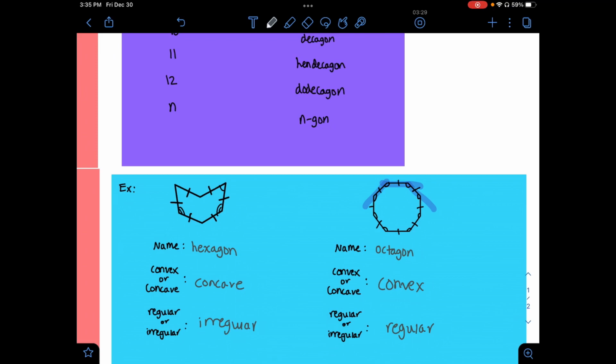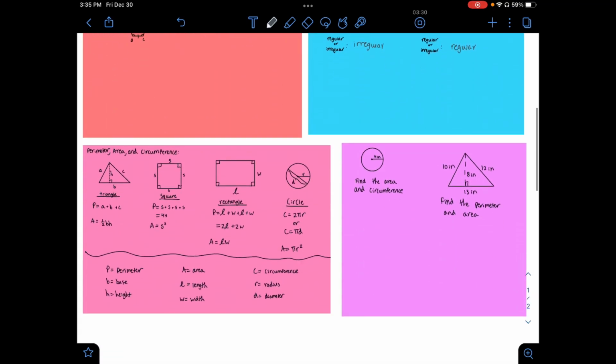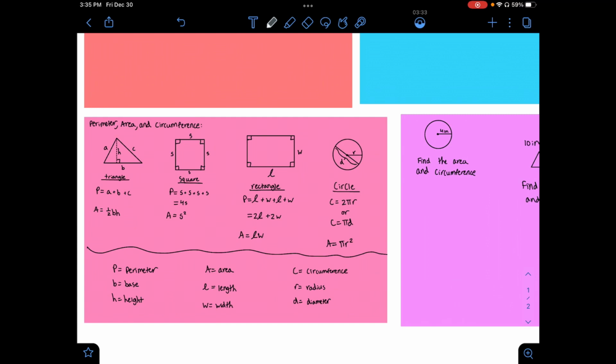Okay. Next, we're going to discuss the perimeter, area, and circumference. So the perimeter is the measure of the outside, so going around the outside of the shape. Area is the amount inside, and then circumference only applies to circles.